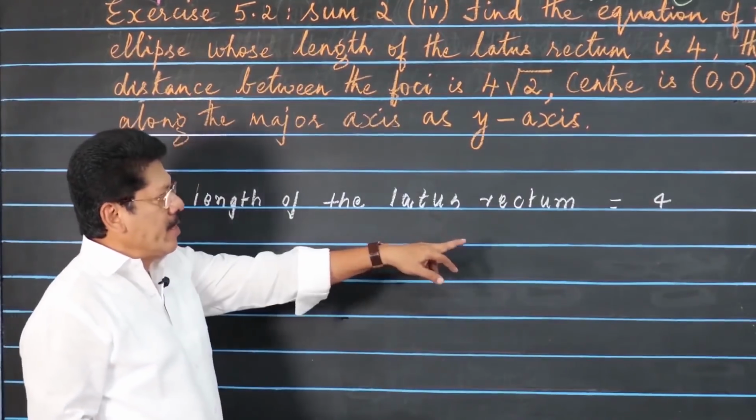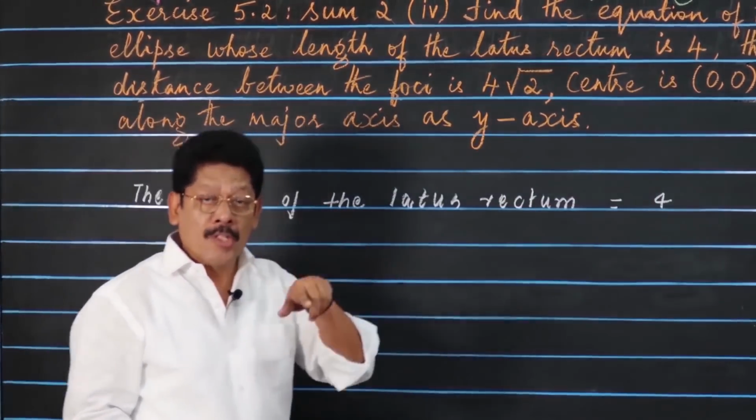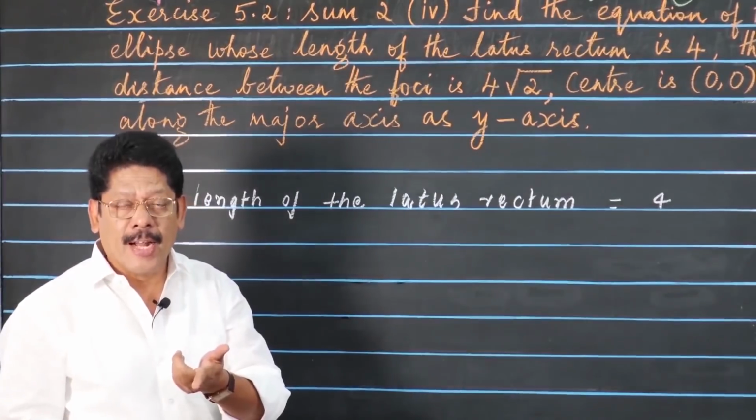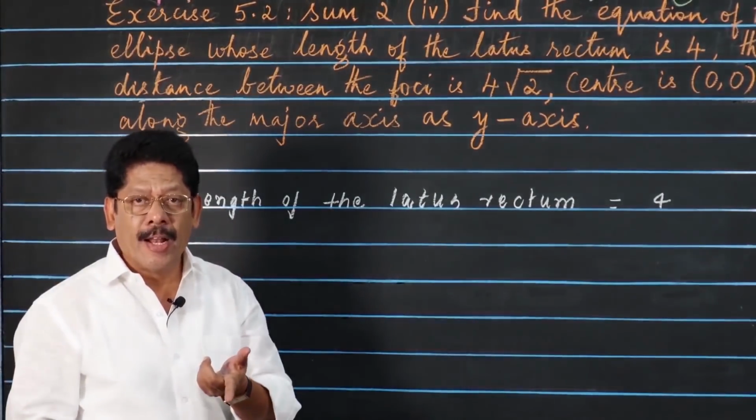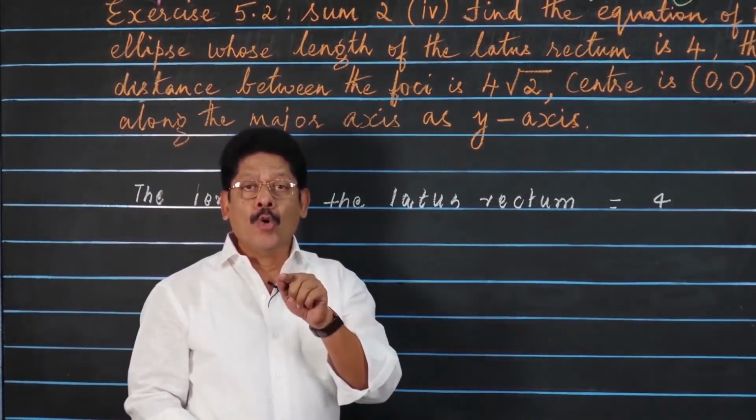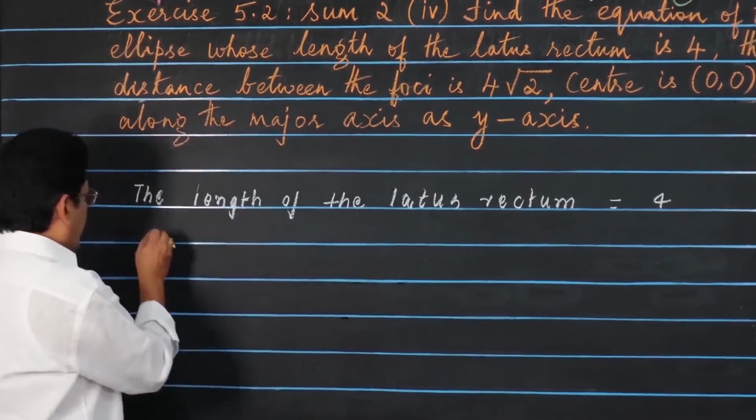The length of the latus rectum is equal to 4. You must know the formula for the length of the latus rectum. The formula for the length of the latus rectum is equal to 2b squared by a.